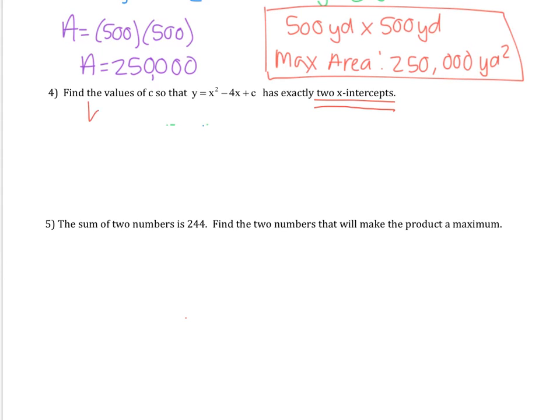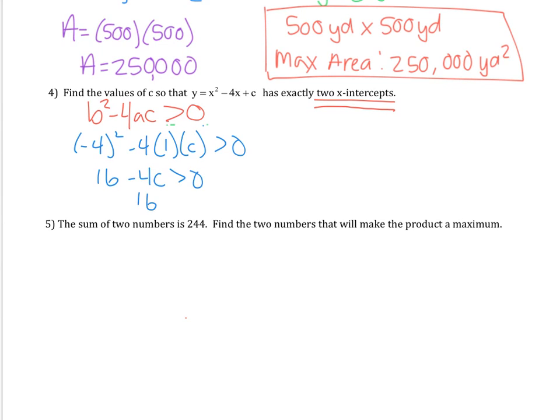So for this problem, I'm going to set b squared minus 4ac greater than 0. Now I'm just going to use the numbers that I know. So in my problem, b is negative 4, a is 1, and c is what I don't know. But I can still do quite a bit of solving. Negative 4 squared is 16, minus 4c greater than 0. I'll just add the 4c to the other side, divide by 4. So I'm getting that c is less than 4. Another way to write this in interval notation would be from negative infinity to 4.